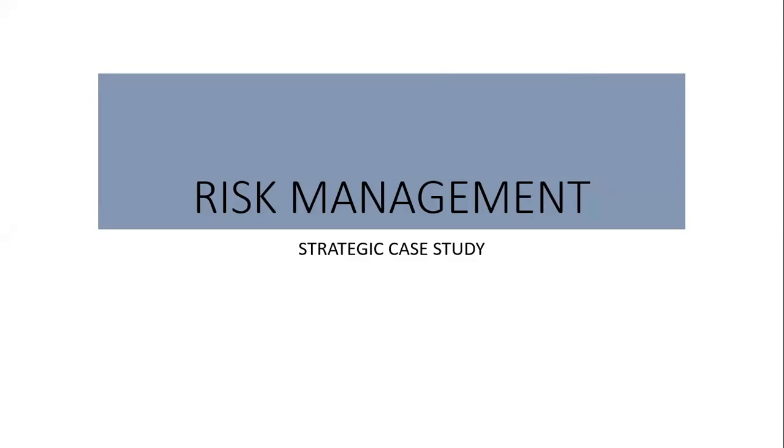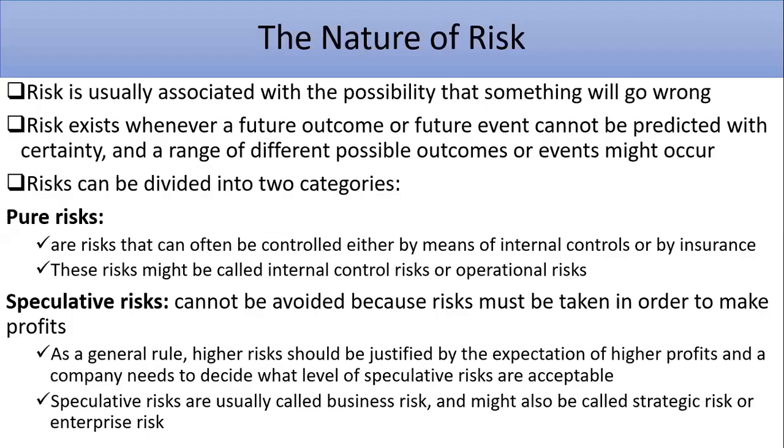Today we are taking a look at risk management. Now, risk is usually associated with the possibility that things will go wrong, that events might turn out worse than expected, or that something bad might happen. That is simply risk. It also means that whenever there is a future outcome or future event, it may not be predictable with certainty, and so a range of different possible outcomes or events might occur.